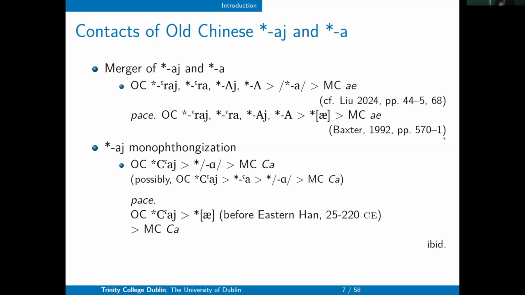And the second case is monophthongization. In type A syllables, Old Chinese *A lost its final *E, and I reconstruct it so that maybe at a later time it became a back vowel *R, which is also slightly different from what Baxter did in 1992. He reconstructed it as changing to the front vowel *A before Eastern Han times.